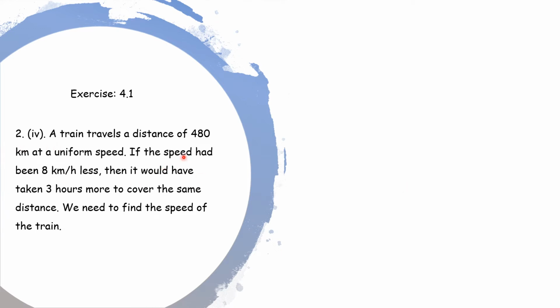A train travels a distance of 480 kilometer at a uniform speed. If the speed had been 8 kilometer per hour less, then it would have taken 3 more hours to cover the same distance. So we know obviously when we reduce the speed of our vehicle, the time taken to reach my destination will be increasing, right? So 8 kilometer per hour speed I'm reducing, so the time taken is 3 hours more than the original time taken. So we need to find the speed of the train now.